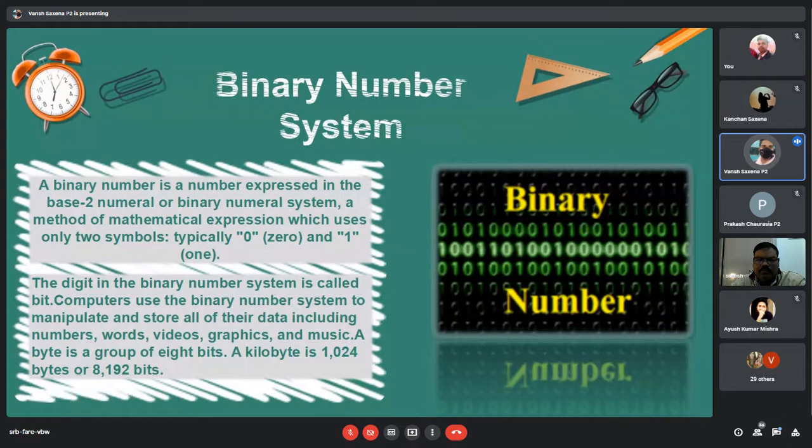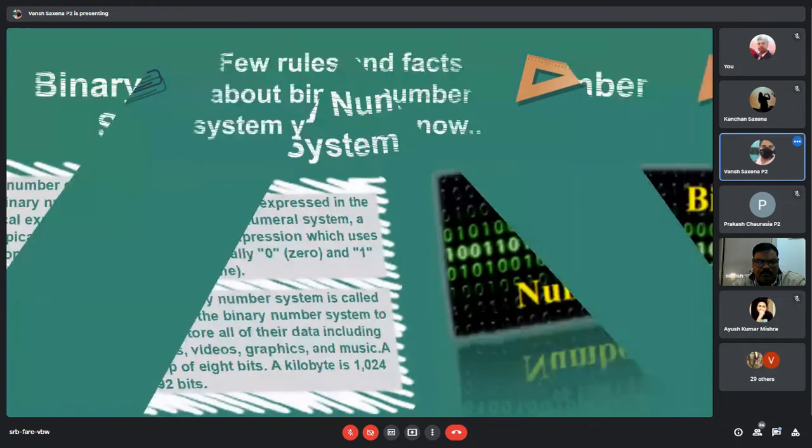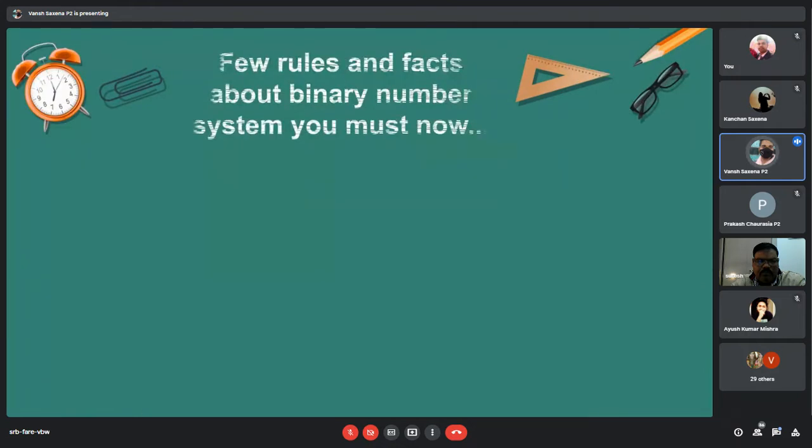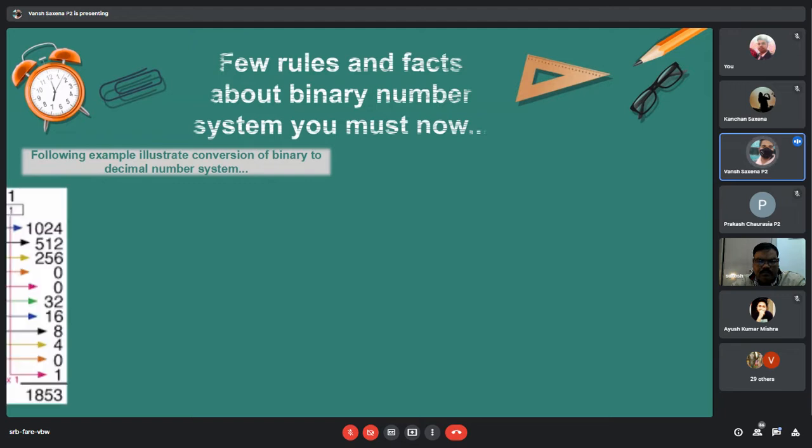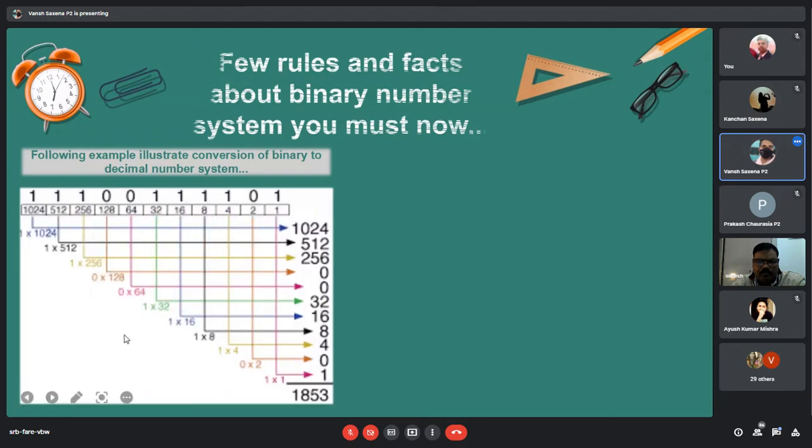A byte is a group of 8 bits. A kilobyte is 1024 bytes or 8192 bits. That's multiplied by 2 only, multiplied by 8 only. Now, a few rules and facts about binary numbers that you must know. I have mentioned the following example which illustrates conversion of binary to the decimal number system, as we can see here.